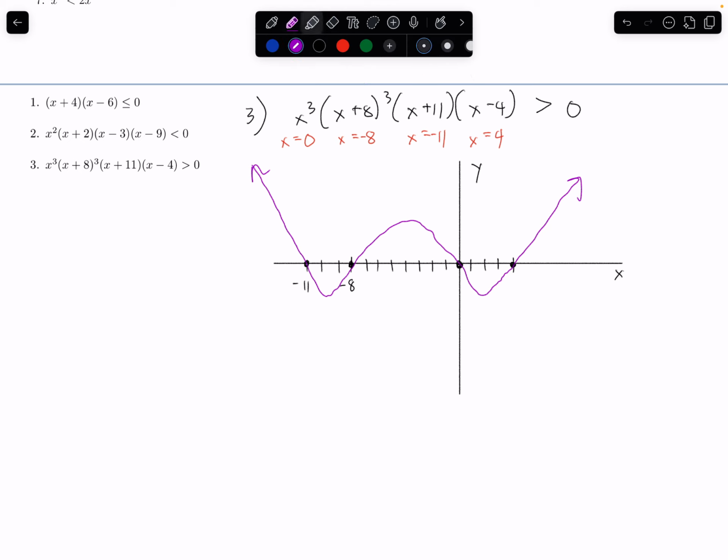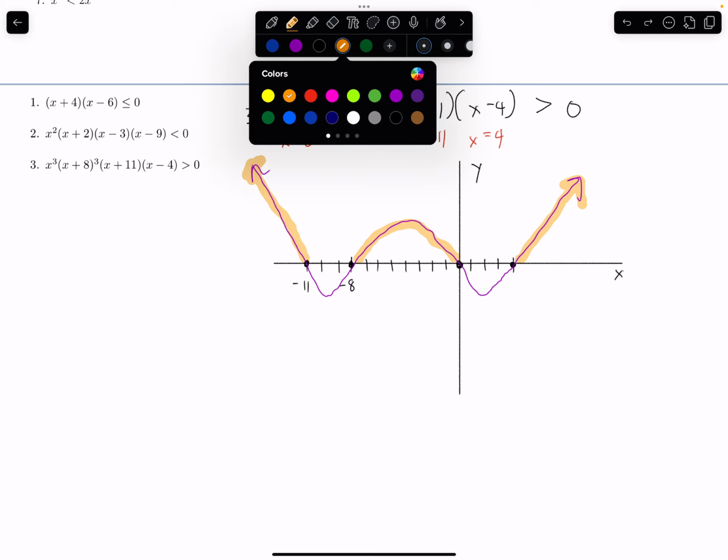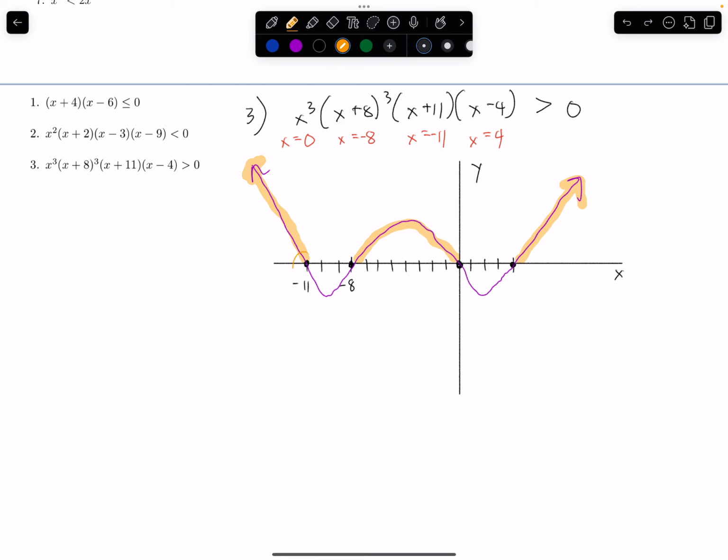Okay, now answering the question, where am I above the x-axis? Here it's positive, right? Here in that in-between region, and then here onward forever. So those are my intervals where I am greater than 0. And here I am not including the boundary points again because of that strict inequality, right? So do not include these points.